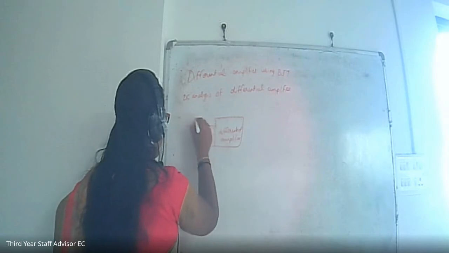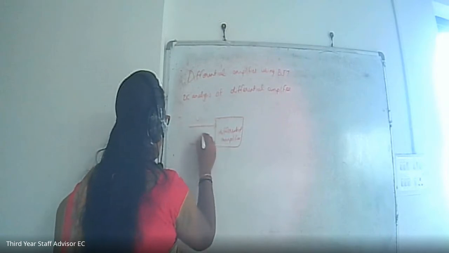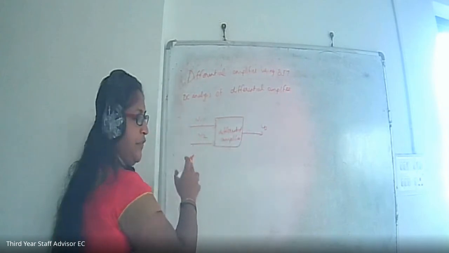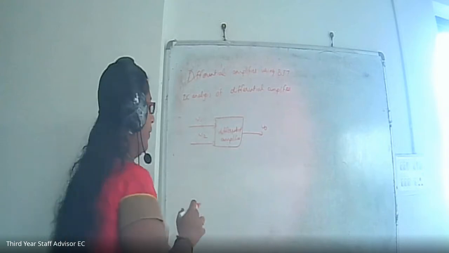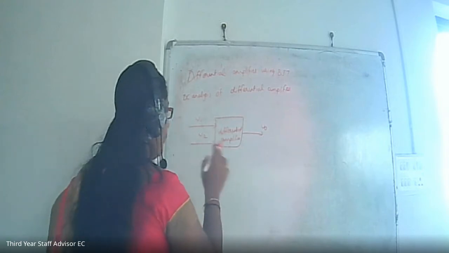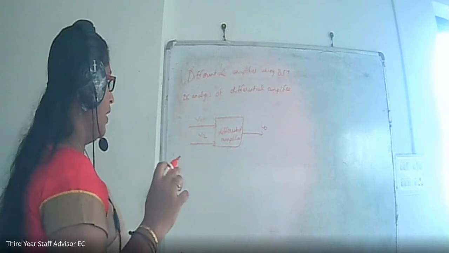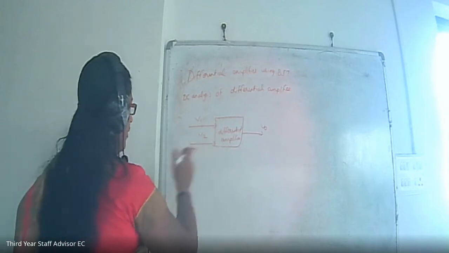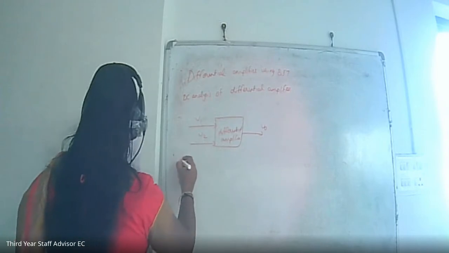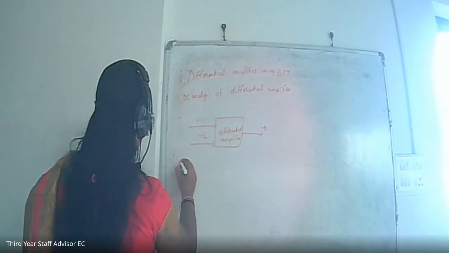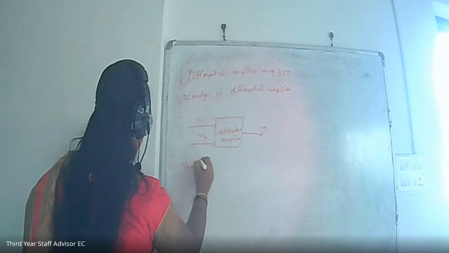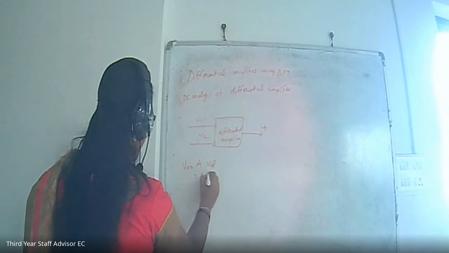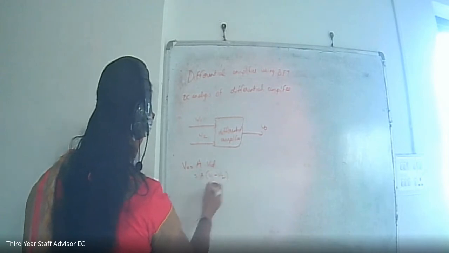You know there are two inputs V1 and V2, and the output will be V out. V out will be the difference between the inputs, that we have studied. There are two types of output signals corresponding to this differential amplifier. First one, the output signal of the differential amplifier, V out, in general we can write as A into VID, that is equal to A into (V1 minus V2). That is the output signal.